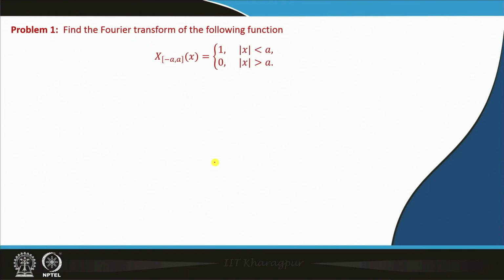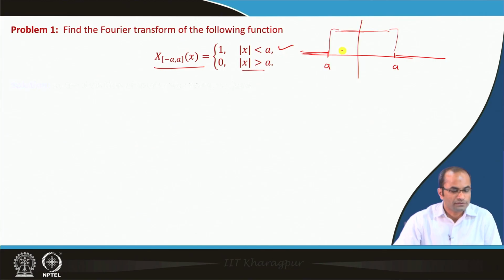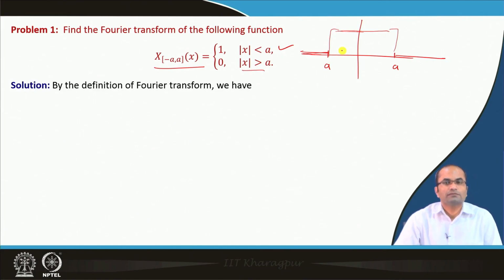Considering the first problem, we need to find the Fourier transform of the following function, which is defined as 1 in the region from minus a to a, and outside this it is 0. So if we have a here as some positive number, then in this region it is defined as 1, and outside this it is defined as 0. This is the so called rectangular function, or pulse function.